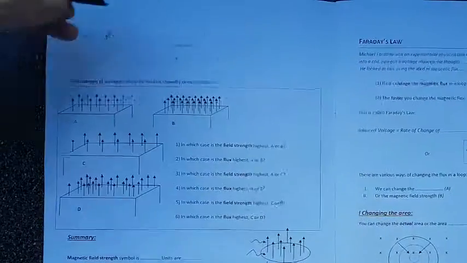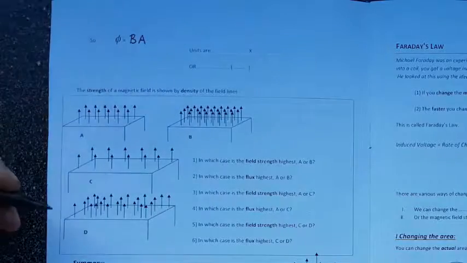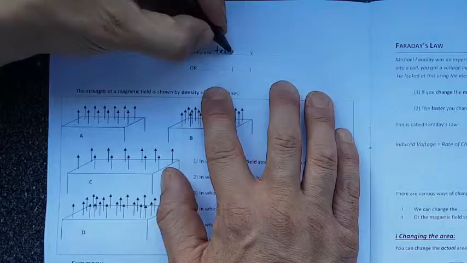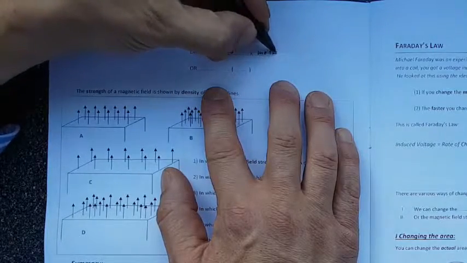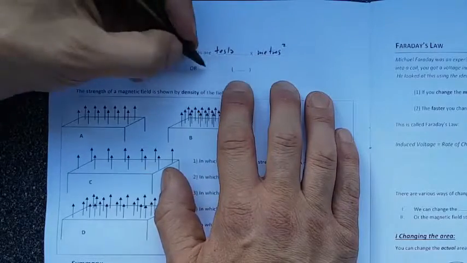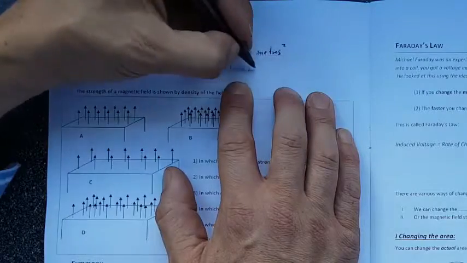So we can write phi is equal to BA. And the units are going to be the same as Tesla times meters squared. And the word for that unit is the Weber.